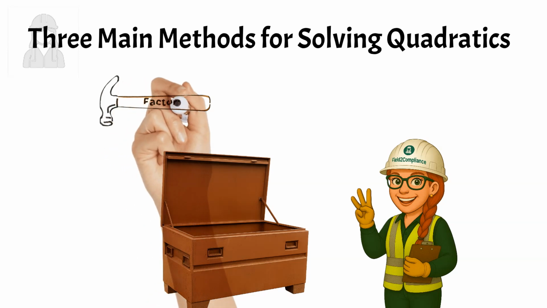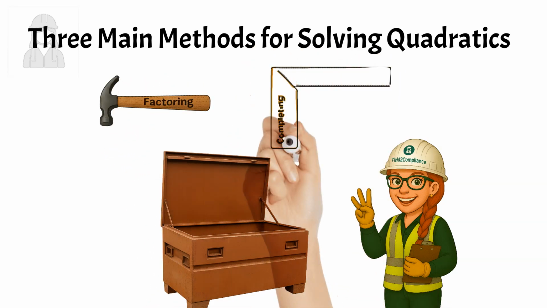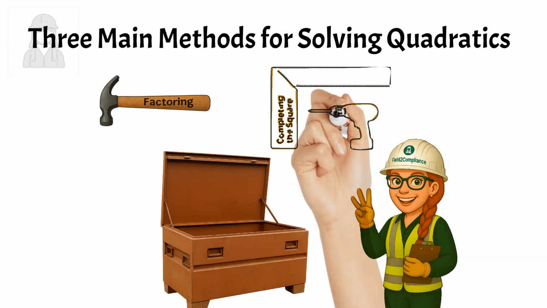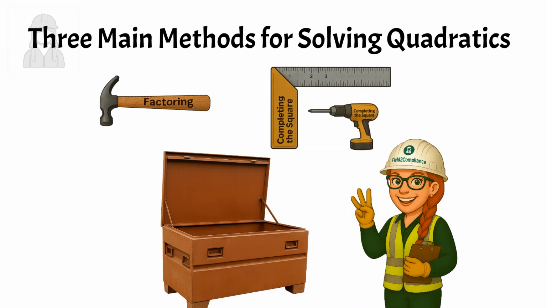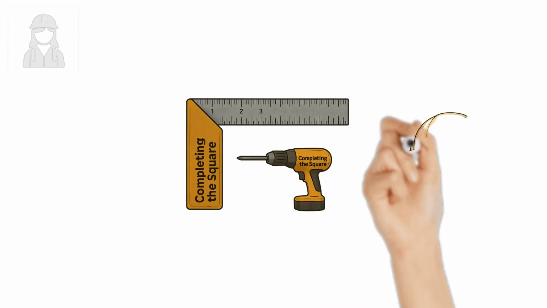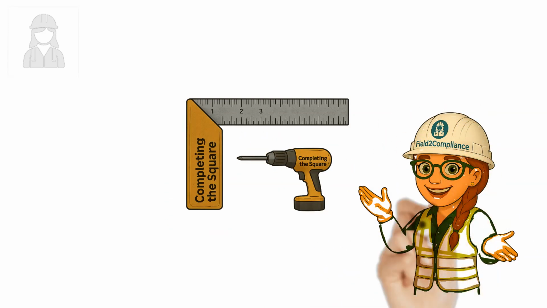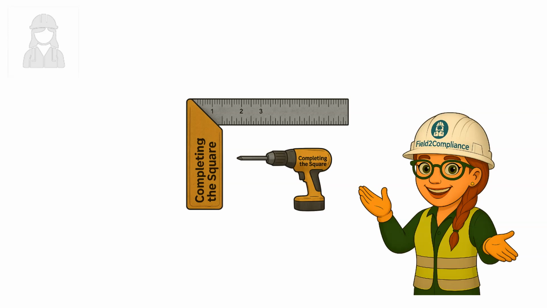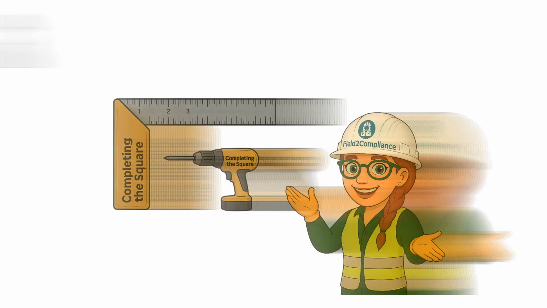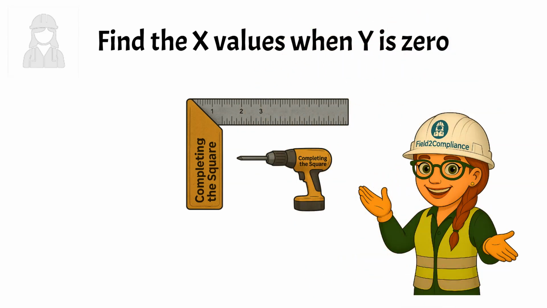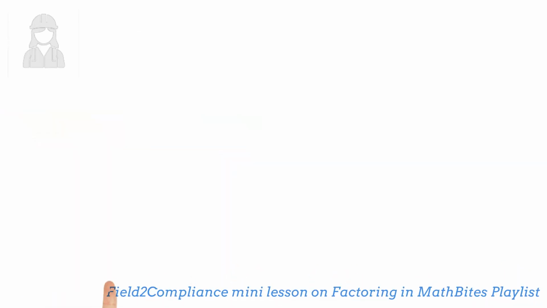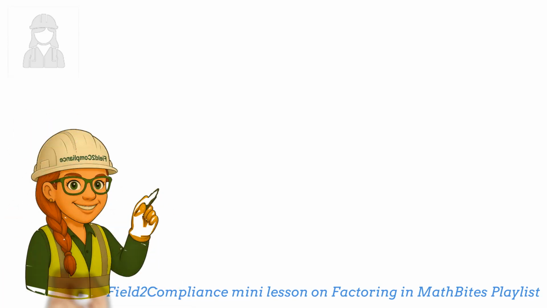There are three main methods for solving quadratics: factoring, completing the square, and the quadratic formula. Now, why do we need three? Because not every problem plays nice. Factoring is fast, but it only works when the numbers cooperate. Completing the square always works, but takes more steps. The quadratic formula is your power tool. It works every time. No matter which method we use, the goal is the same. Find the x values when y is 0.